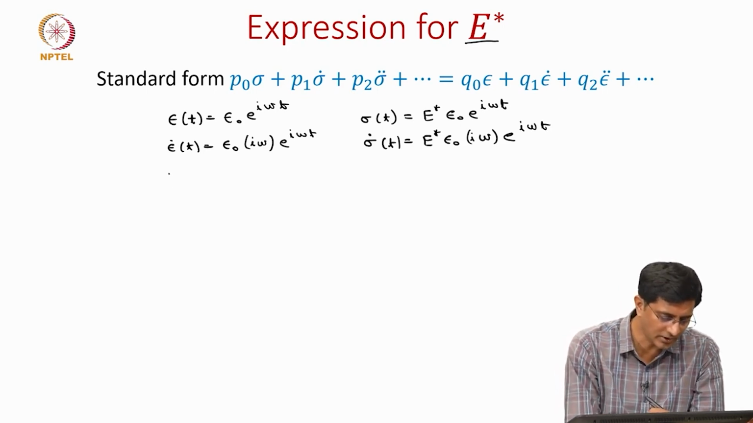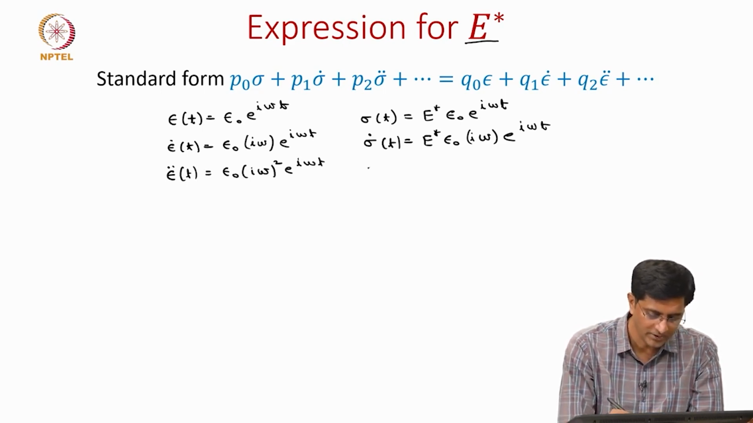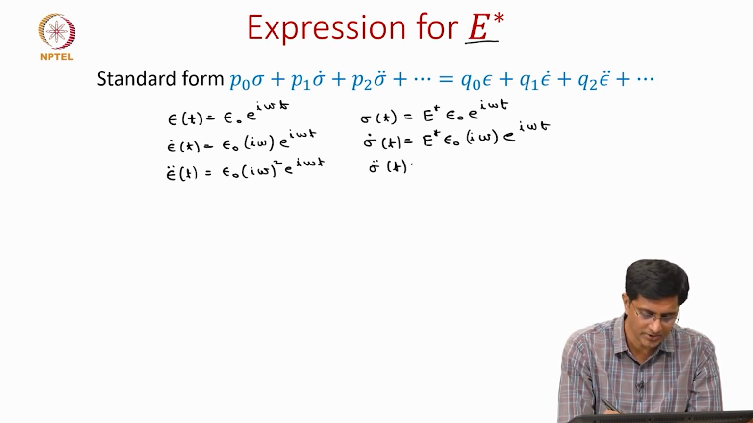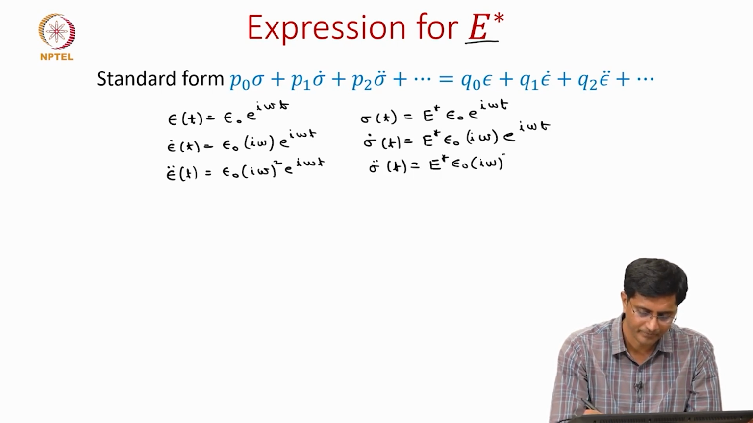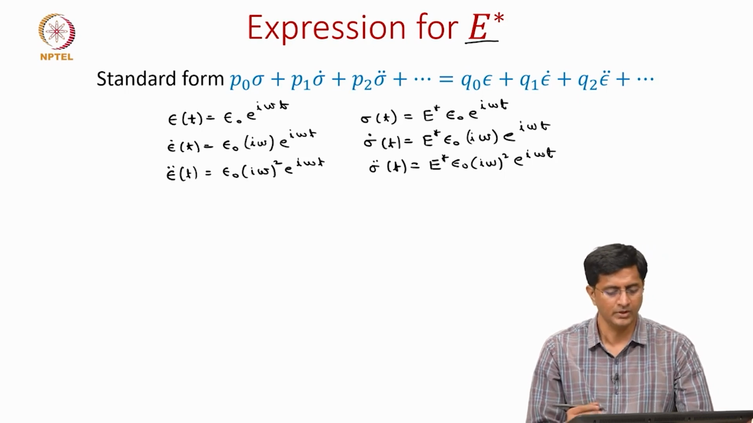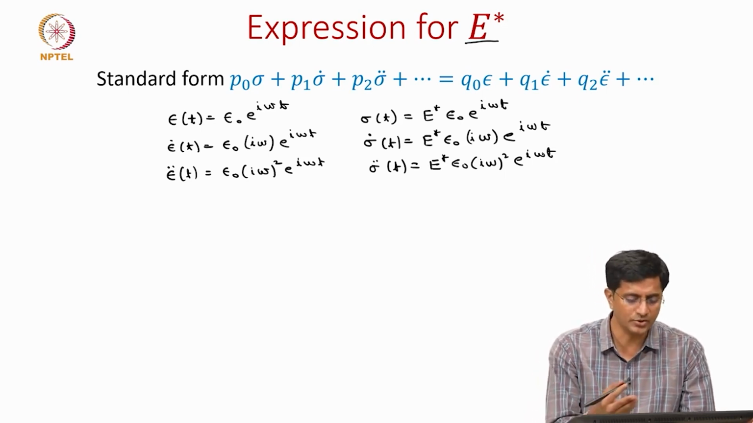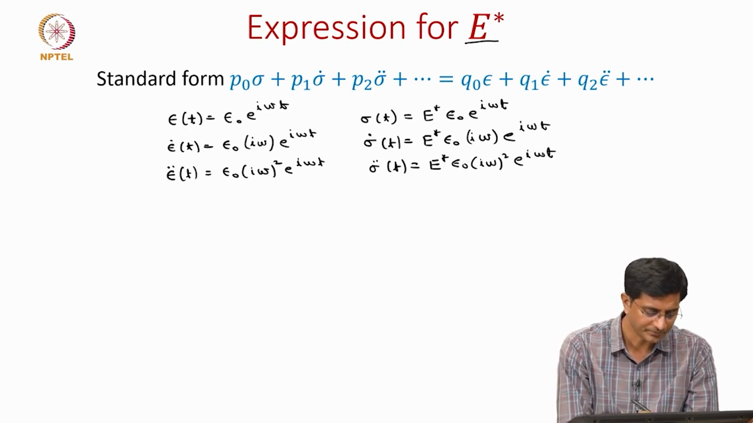Now, let us see the second derivative. For strain, we can write it as epsilon naught times i omega squared e power i omega t, and similarly the second derivative of stress. Okay, now we see a pattern. Let us substitute these and see how we can write it in a more compact fashion.